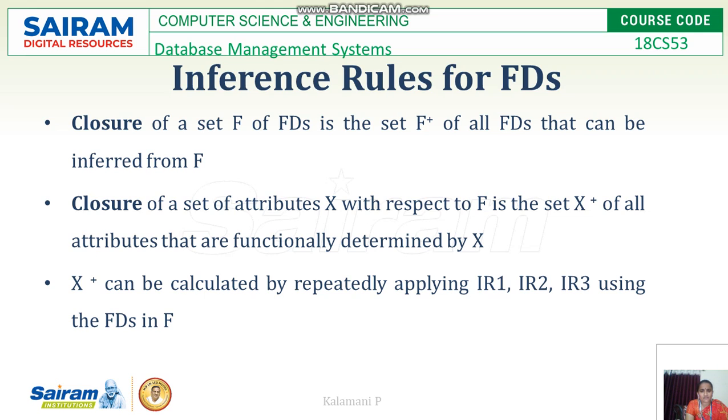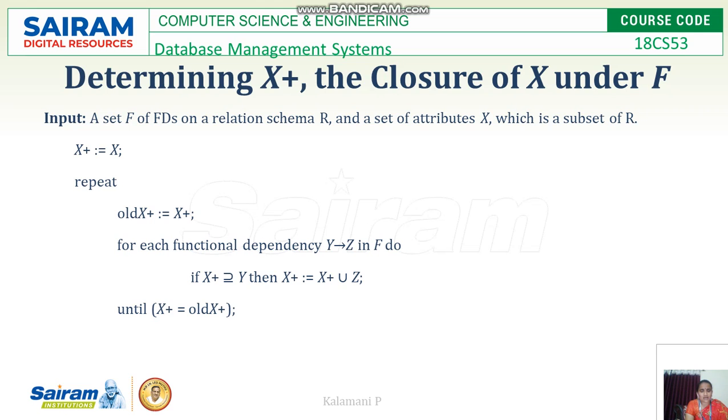Closure we already know. The closure of a set F of functional dependencies is F plus, the set of all FDs that can be inferred from F. It not only includes all the FDs inferred from F, this also includes the original functional dependencies in F. Okay. So, that is how we can determine it. The closure of a set of attributes X with respect to F is the set X plus, the set of all attributes that are functionally determined by X. Now X plus can be calculated by repeatedly applying inference rules 1, 2 and 3 using the functional dependencies in F. So, for example, the algorithm for determining X plus, that is the closure of X under F.